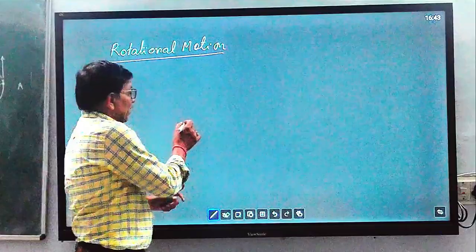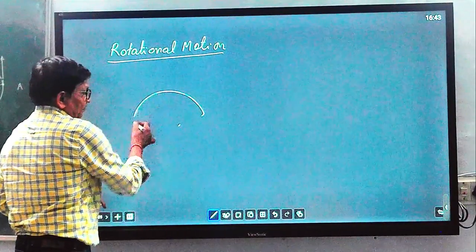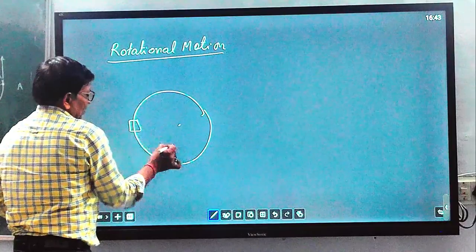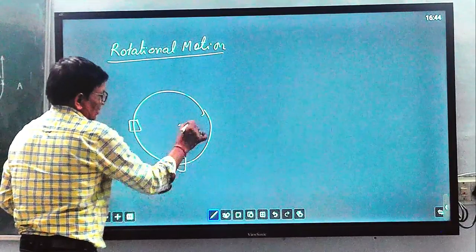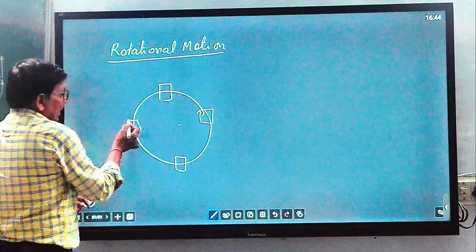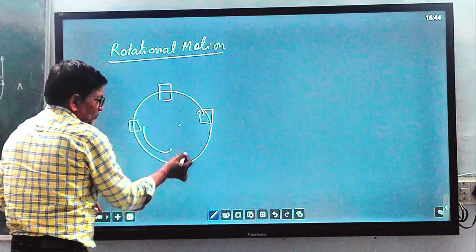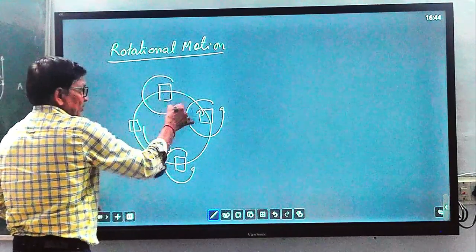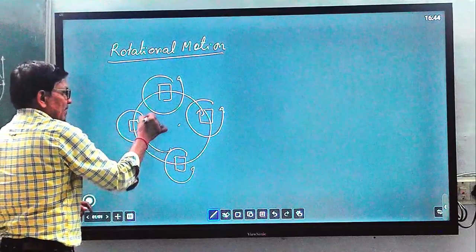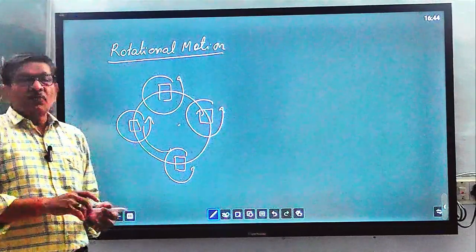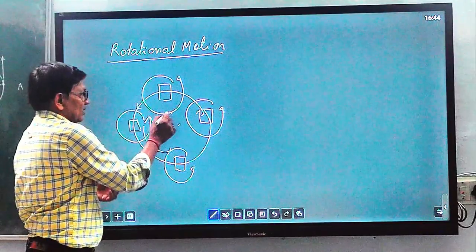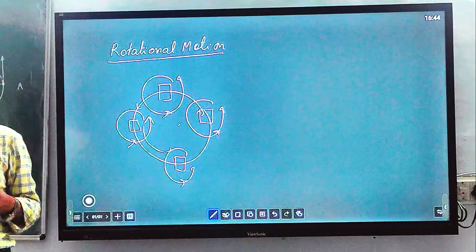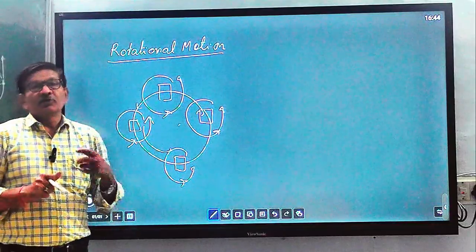Suppose this is a circle, and this is a fluid element. It is performing circular motion, and while performing circular motion, it is also rotating about its own axis. Then it becomes a rotatory motion. That means while performing circular motion, it is also rotating about its own axis. Then it is circular as well as rotational motion. So here I want to describe what rotational motion is.